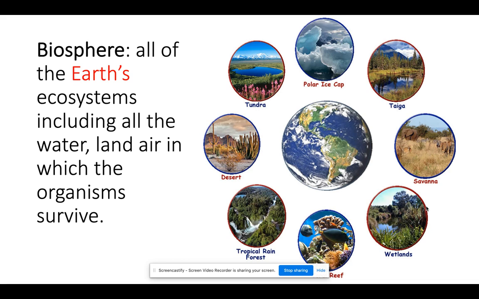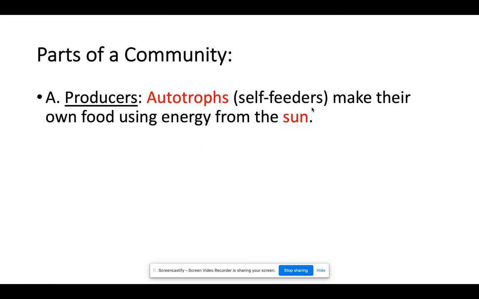All right, biosphere, like I said, all of the Earth's living space. I'm not going to spend too much time with that, but you can see the different ones here. Wetlands, savanna, taiga, which is kind of like a forest system, a polar ice cap, lots of them, all the livable space. Parts of a community. All right, let's talk about the vocab that you need to know for the questions that follow.